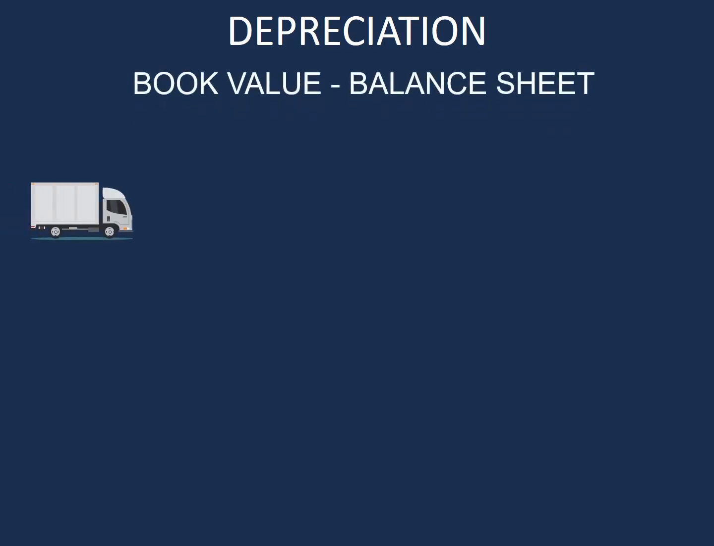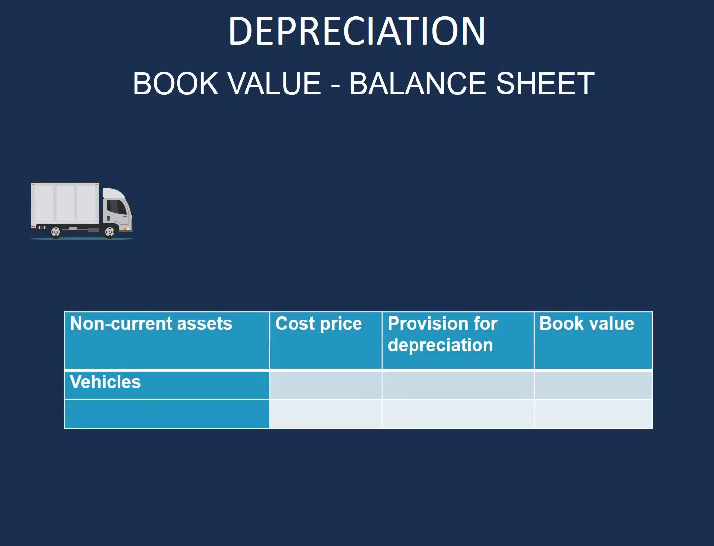Now let's have a look at how we would record this in our balance sheet. On our non-current assets section of the balance sheet, we will have vehicles with a cost price of 100,000, provision for depreciation of 36,000, and a book value of 64,000. Now let's have a look at the different methods of depreciation.